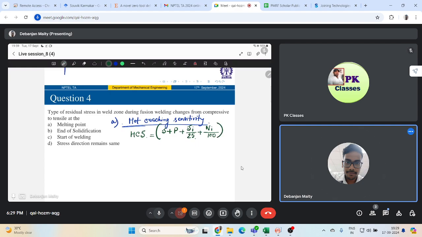This into 1000. Just remember, this is empirical in nature. This will not always be true. This is true for their experimental condition, for their processing condition, and whatever they wanted to prepare.